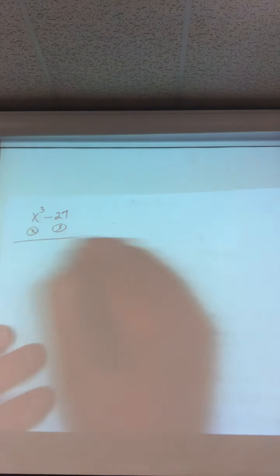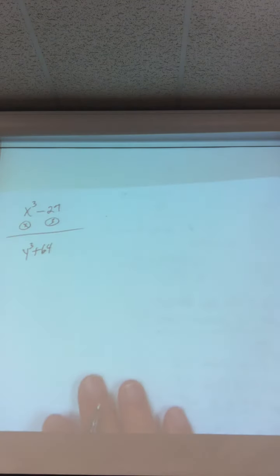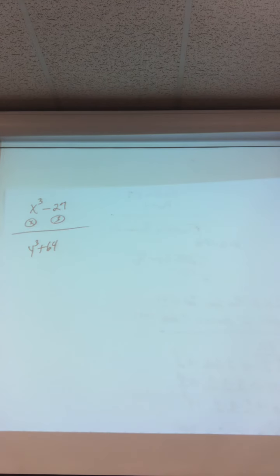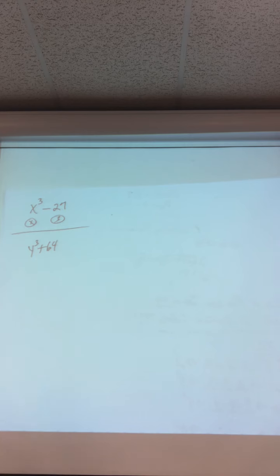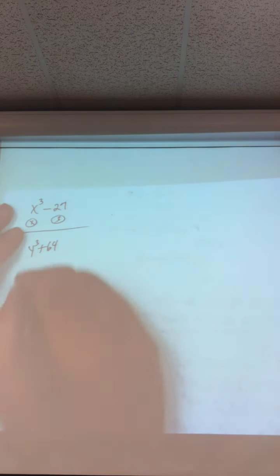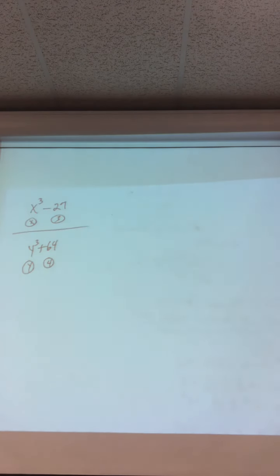All right, let me show you a couple of others. Is this the difference of 2 perfect squares? No, because it's not a difference. Is it the sum or difference of perfect cubes? Yes. It's a binomial. Sign doesn't matter with the cubes. Is this a perfect cube? Yes. Y times Y times Y. Is 64 a perfect cube? Yes. 4 times 4 times 4.